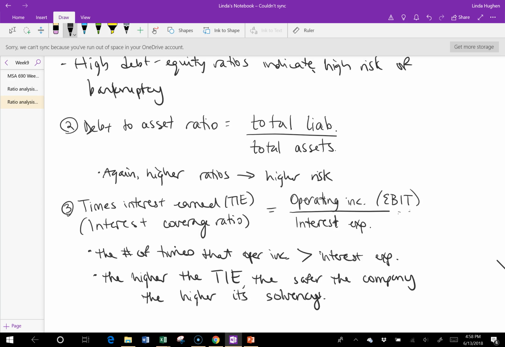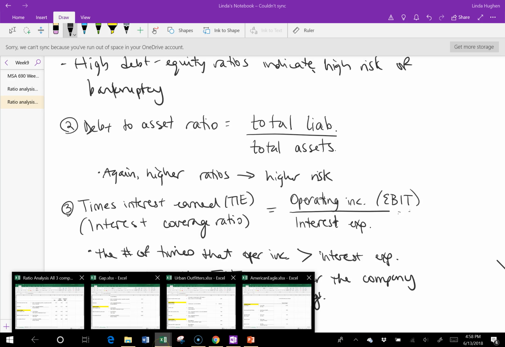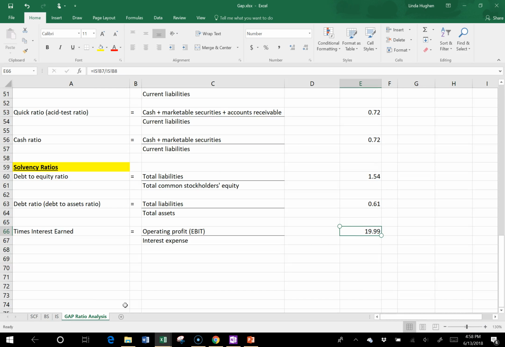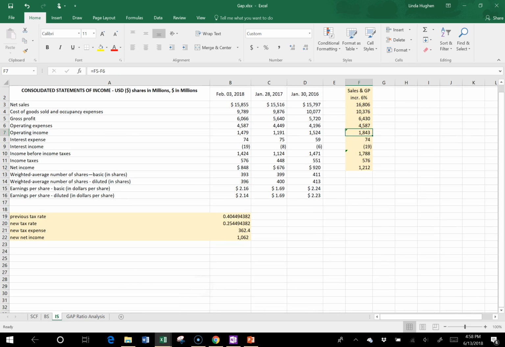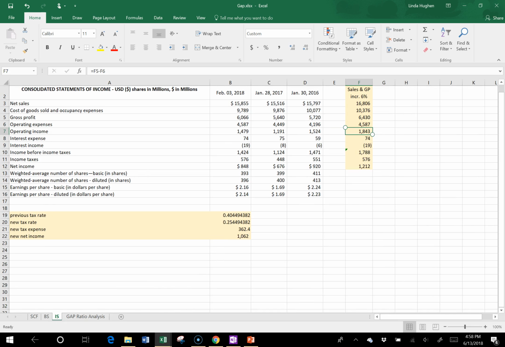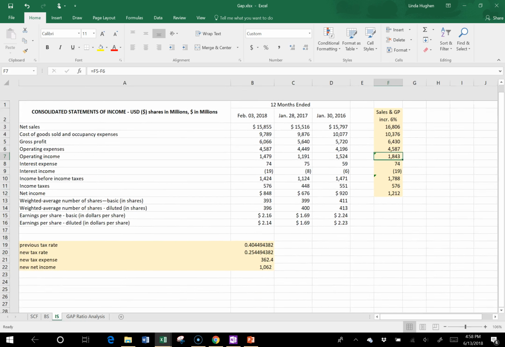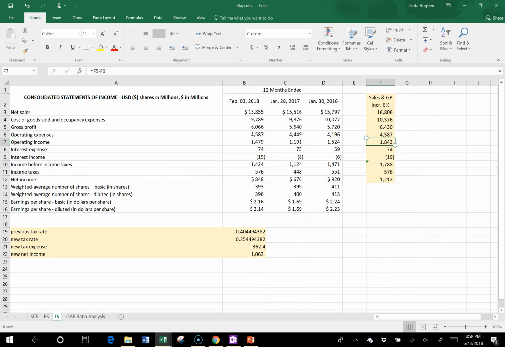All right, so let's look at our solvency, at our times interest earned calculations for GAAP. We're linking here to operating profit, or EBIT, divided by interest expense. So now we no longer need the balance sheet as we did with our other two measures. We're going to look at the income statement. Ignore my information here that we used for profitability. We are looking at how operating income here in B7 compares to interest expense. And we see that it's many, many times greater. Our calculation shows us that it's about 20 times greater.